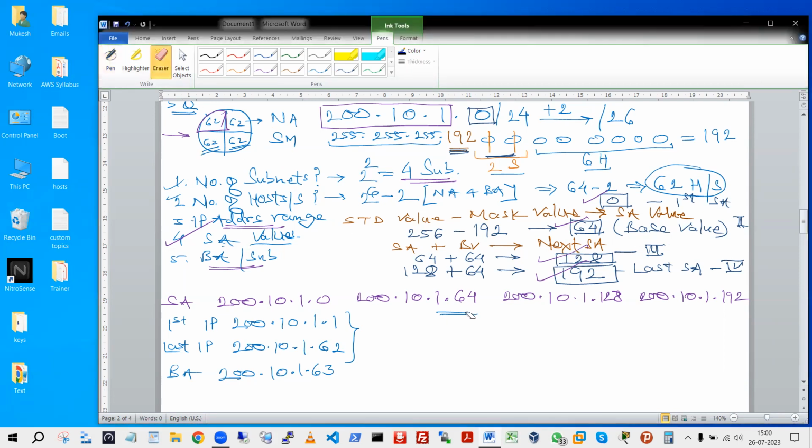Okay. Similarly, second subnet. First IP is 1 more, 65. Before the last IP, calculate the broadcast. 1 less, that is 1.127. So last IP 126. These are 62 IP addresses. Right.